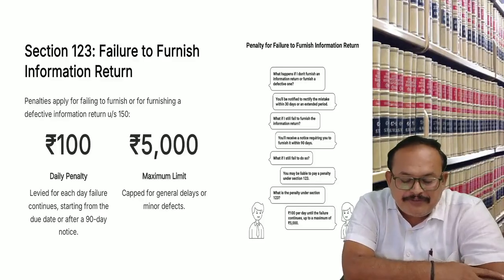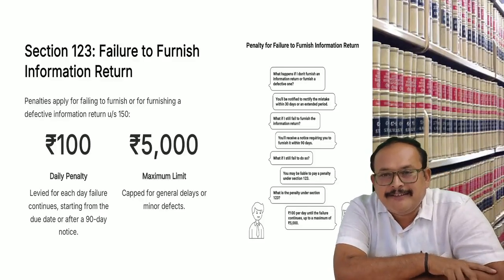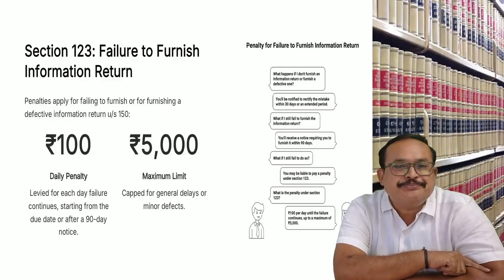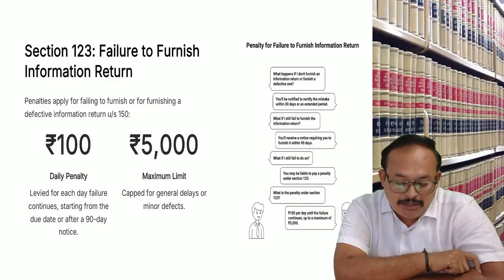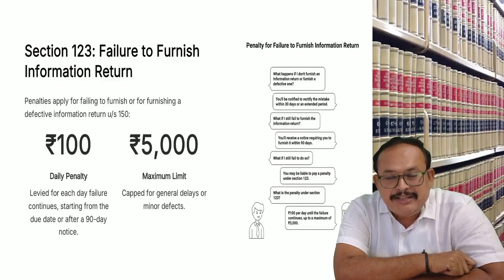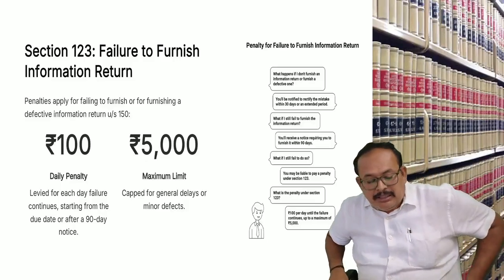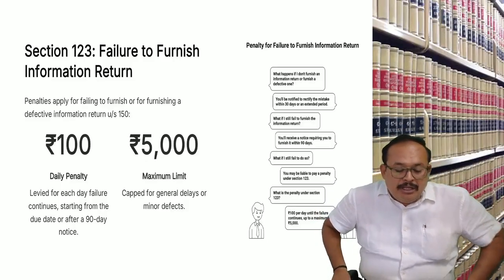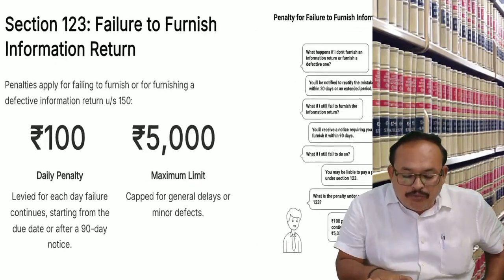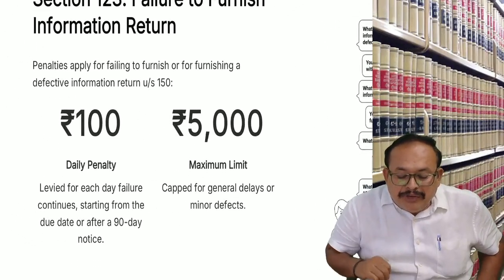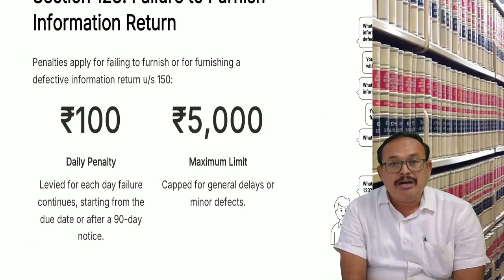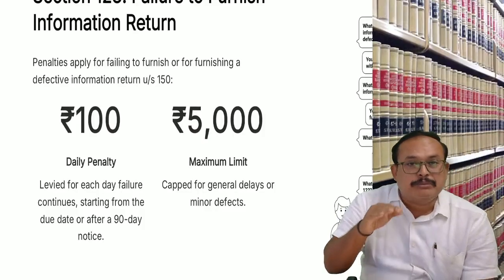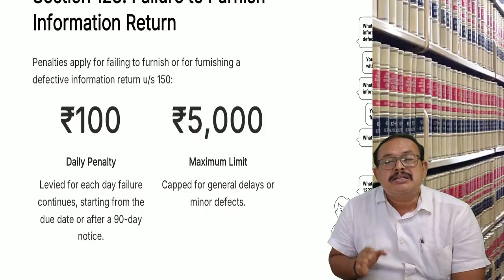Failure to furnish information written. Yeah, excellent, it is there. Beautiful. Failure to furnish information written. See here what happened. Penalties apply for failing to furnish or furnishing a defective information written under section 150.